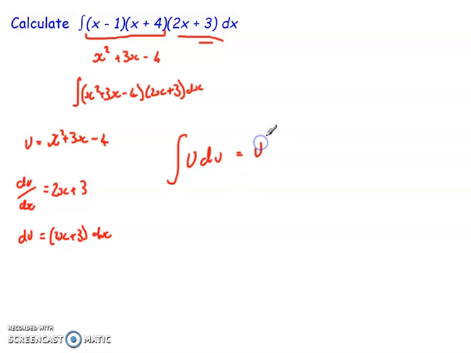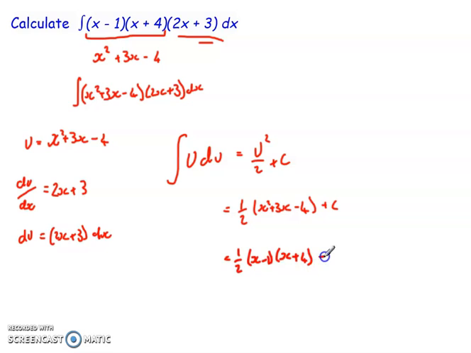Integrating that as we normally would, I get u squared over 2 plus c, again my constant of integration, and then substitute back in for u, and I end up getting a half, bracket x squared plus 3x minus 4, squared, plus c. Now we could go back to the original expression and factorise this again as well. It depends on what format the answer wants. So I could then have rewritten it as a half, bracket x minus 1, x plus 4, squared, plus c.